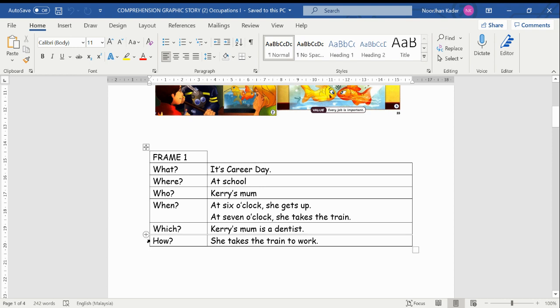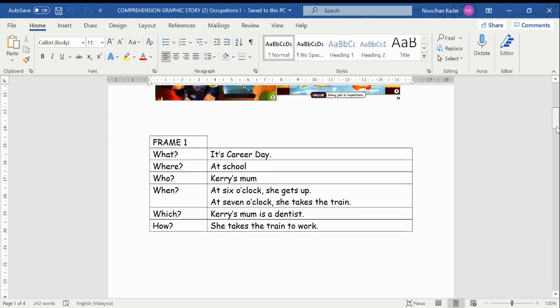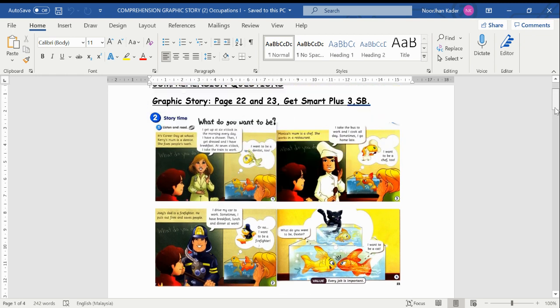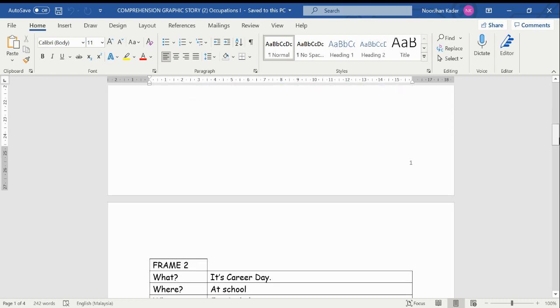Which occupation does Carrie's mom do? Carrie's mom is a dentist. How does she go to work? She takes the train to work. Maybe some details are not here, but it's okay. We can still have a look later on because we still have the introduction here. Some details are also in the introduction in frames 1, 2, and 3, the introduction of their occupation. So you need not worry.